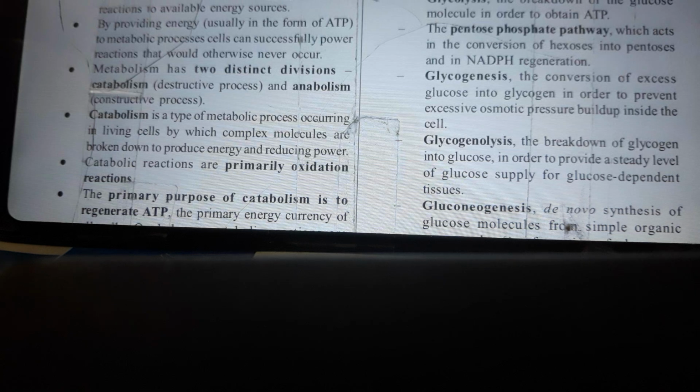By providing energy, usually in the form of ATP, to metabolic processes, cells can successfully power reactions that would otherwise never occur. So metabolism has two distinct divisions: catabolism, which is a destructive process, and anabolism, which is a constructive process. Now, catabolism is a type of metabolic process occurring in living cells by which complex molecules are broken down to produce energy and reducing power.